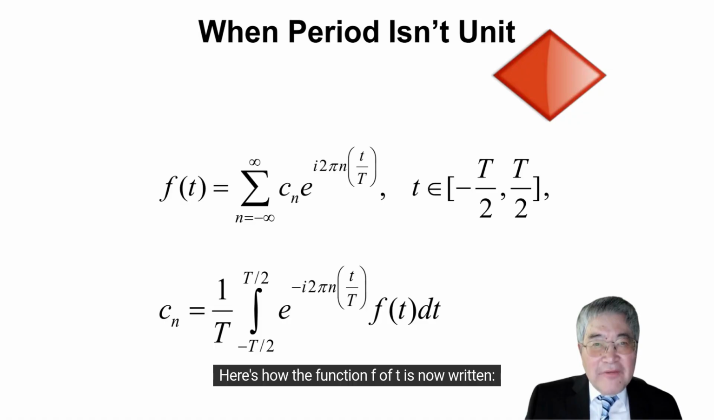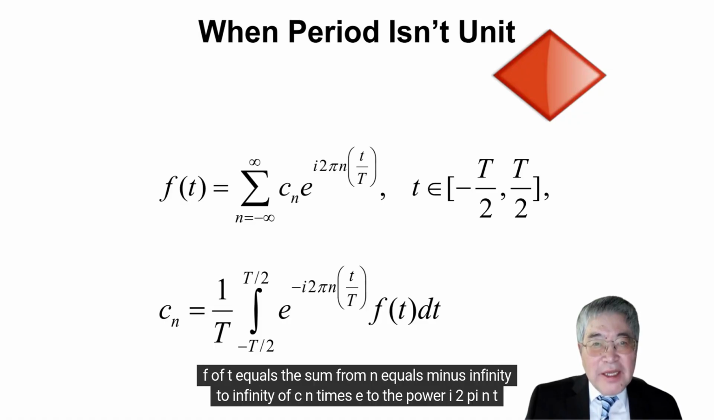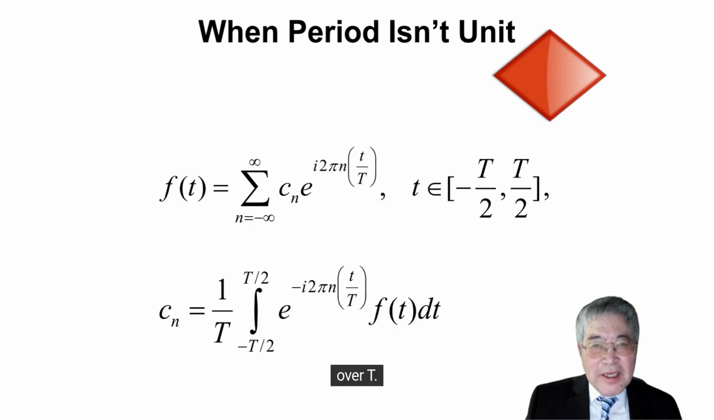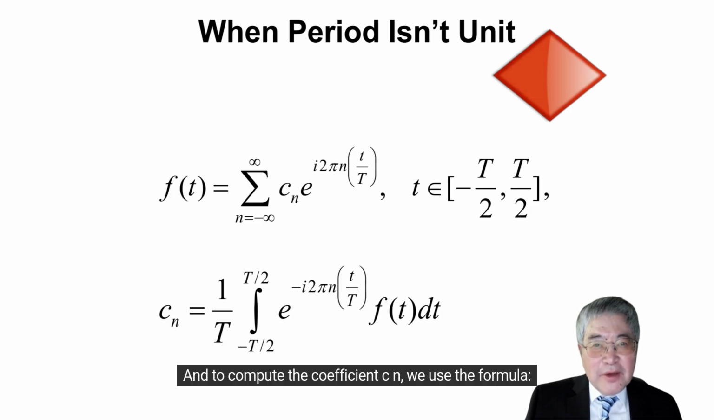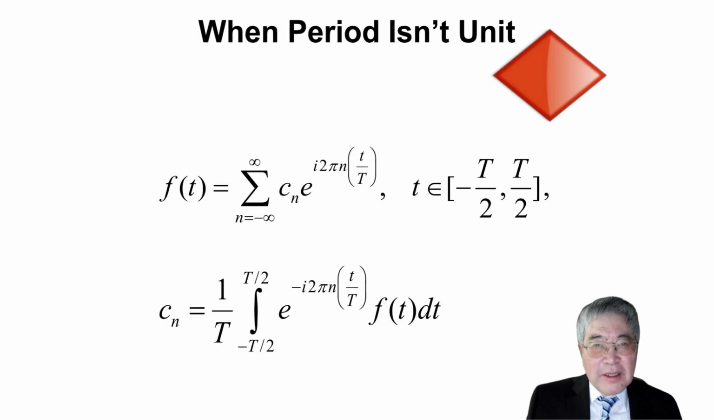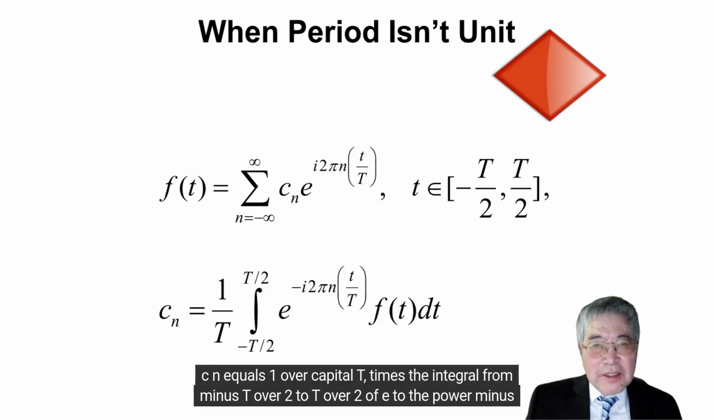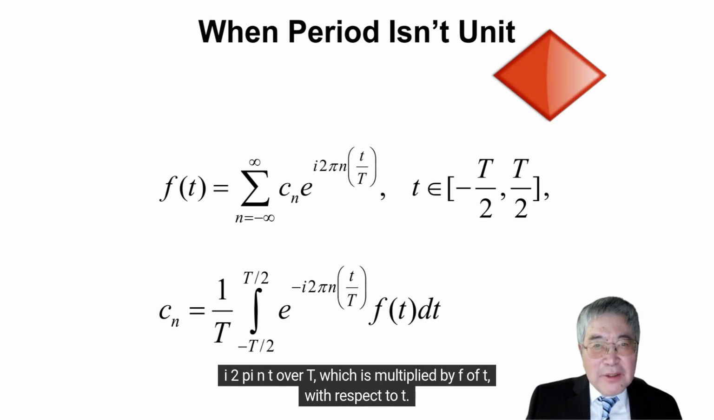Here's how the function f of t is now written. f of t equals the sum from n equals minus infinity to infinity of cn times e to the power i 2 pi nt over T. So you can think of this as a generalized version of the complex Fourier series. And to compute the coefficient cn, we use the formula cn equals 1 over capital T times the integral from minus T over 2 to T over 2 of e to the power minus i 2 pi nt over T, which is multiplied by f of t with respect to t.